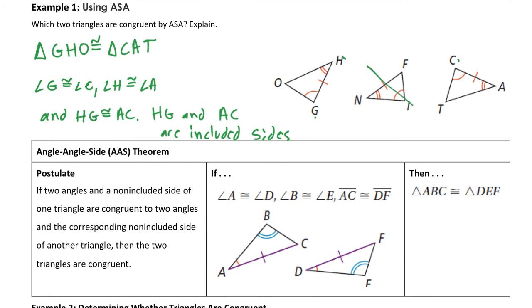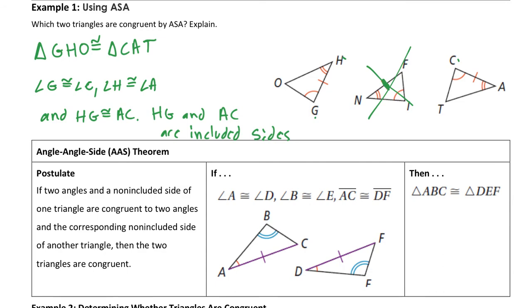The reason this triangle FIN wouldn't be congruent by ASA is because the congruent side that's marked is not included between the two angles. So the included side has to be between the two angles. So ASA is the next shortcut.